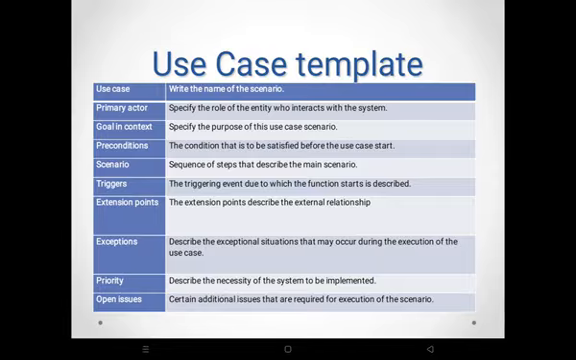Priority, what is the necessity of the system. Open issues, additional issues that are required for execution of this scenario. This is the complete use case template, right?